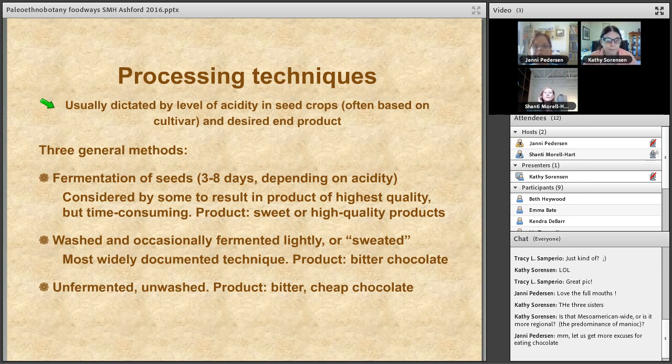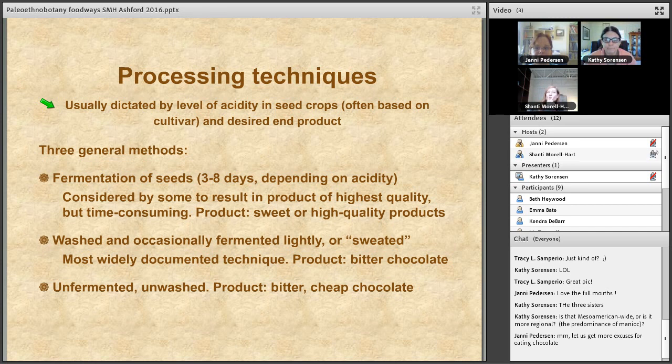So there are three general methods that people pursue in modern times. There's the fermentation of the seeds that can take 3 to 8 days. And this is why you can go to the store and get cacao nibs or cacao beans and, obviously, cocoa powder, but you're rarely, if ever, going to find the fruits themselves. That's because the fruits are used in the production. Oftentimes the seeds are mashed up into the fruits themselves and left to ferment for several days.